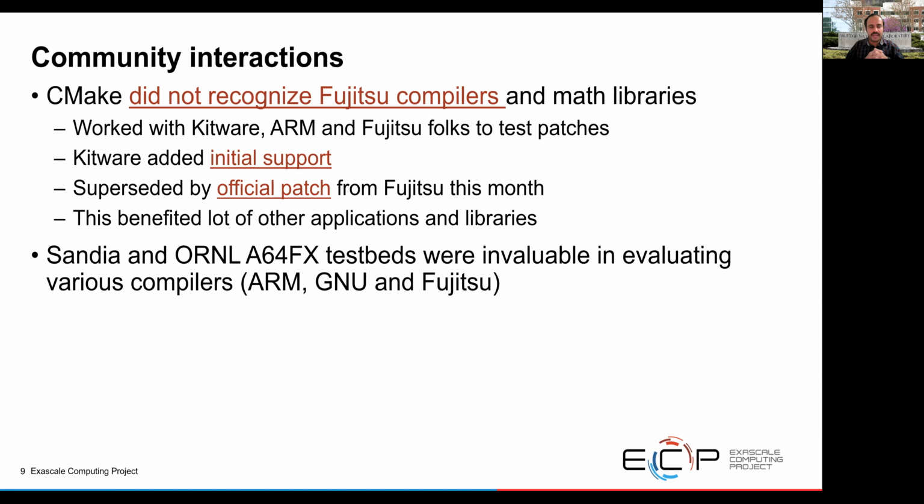The initial test beds that are available at Sandia and Oak Ridge were quite helpful in figuring out compiler options and evaluating the various compilers, both ARM, GNU, and Fujitsu. For this workload, GNU Fortran was the best performing so far.